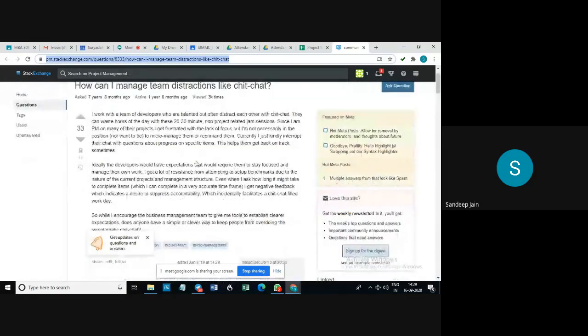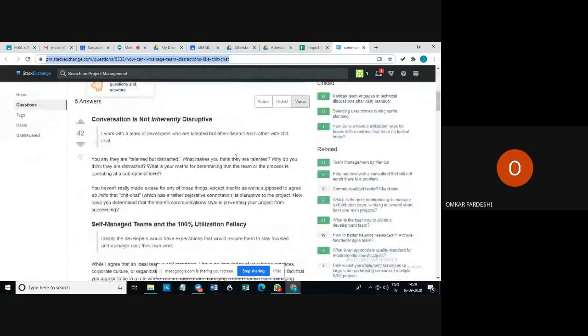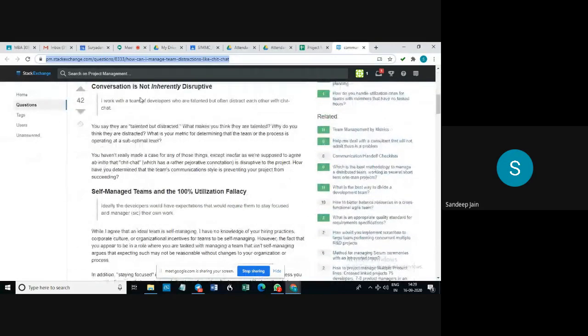See, this is the question: how can I manage team distractions like chit chat? And the answer starts with this point: conversation is not inherently disruptive. This is a very long answer. So I'm reading from this answer, you can pick up any point. But if you try to read only from the screen, then you will not see what is at the bottom of the answer. So you can open it locally.